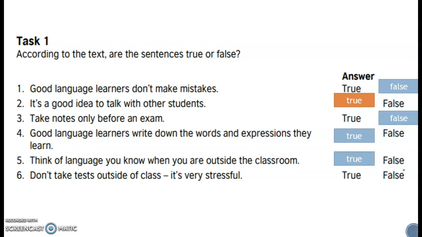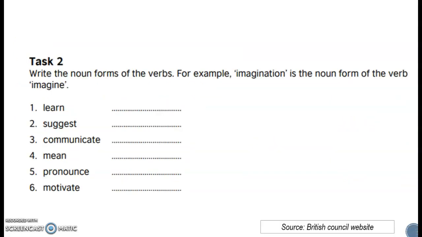Number six, don't take tests outside of class. I mean, it's very stressful. False. It is necessary. So let's continue. The second activity here, you can see that you see a verb and you have to change it into a noun. So, of course, here, learn is a verb, the action of learning, and the noun is learning or learner.